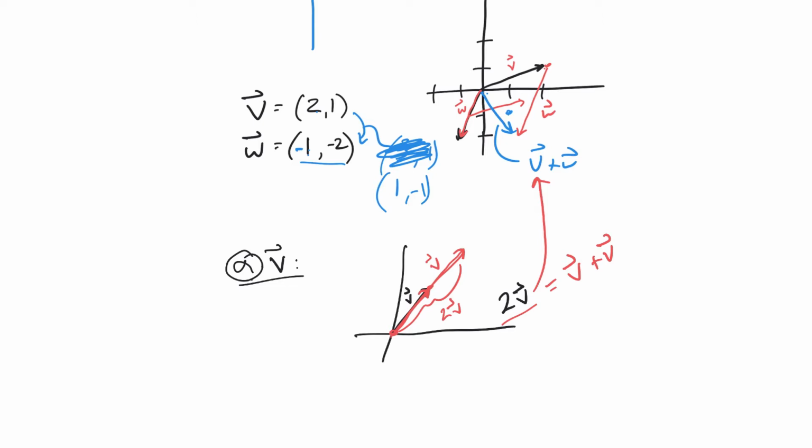And then negative V, this has a very special meaning. What it does is it negates all of the entries of V. Well, what that really does for us is it takes the vector V, it preserves its magnitude, but it exactly reverses its direction. So this is the vector V in the opposite direction.